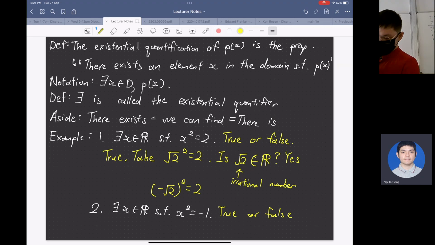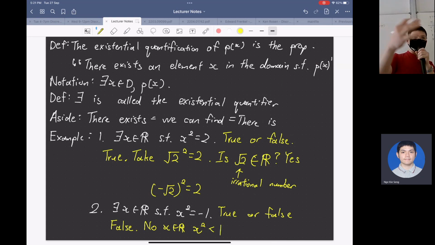Okay, there's no such number, no x in x squared. Wait, I will go into complex numbers later, okay? So x squared less than 1, right? If you square a number, you always get a positive number. So this is another story.